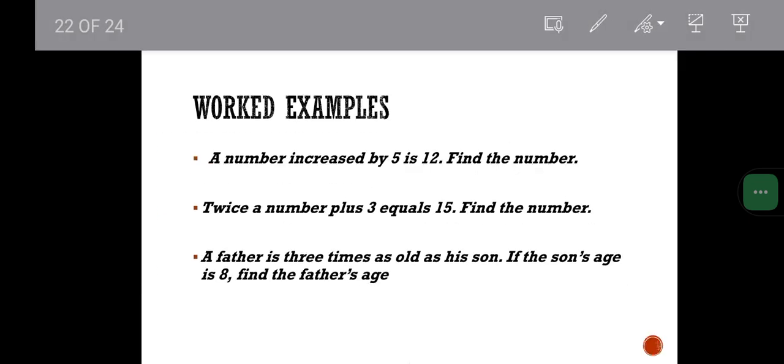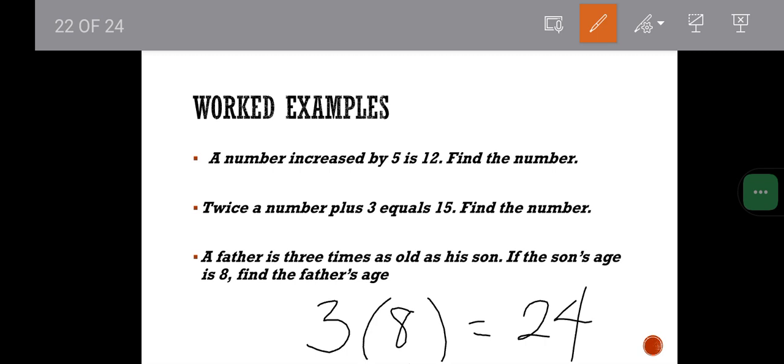Fantastic algebra. So let the father's age be x. We do not know the father's age. But I said he's 3 times as old as the son. His son's age is 8. The father is 3 times as old as the son. Therefore, the father is 24 years. That was quite easy, isn't it? Mind you, you might see exercises that are quite different from this. But just try to use your critical thinking.